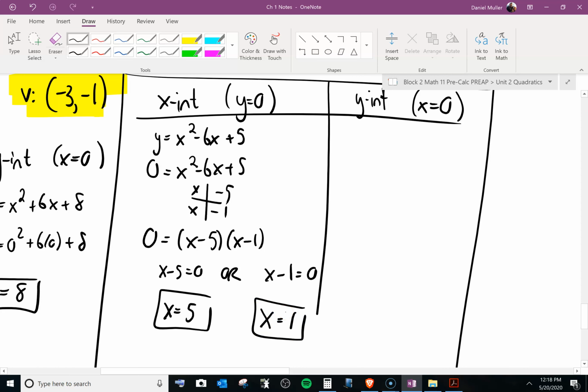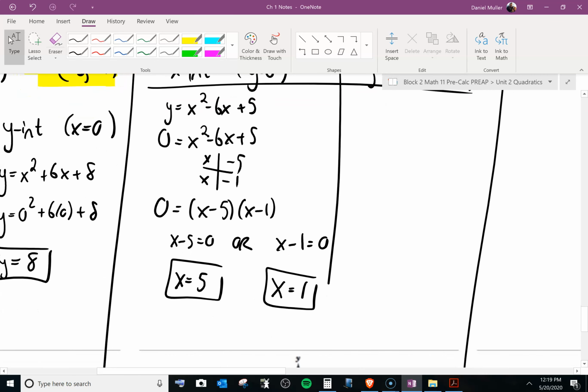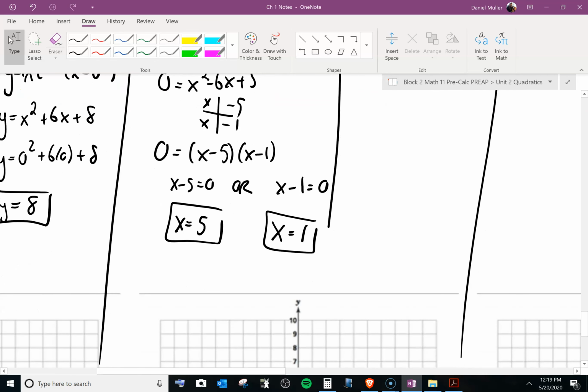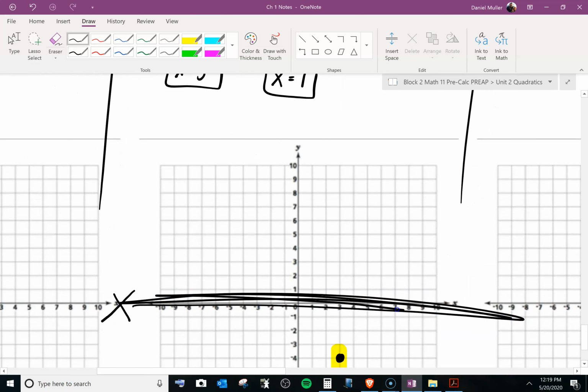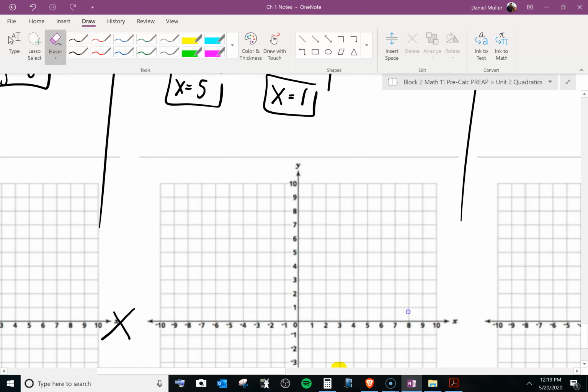I'm not going to do that work because we did that back in grade 7. So it's not really necessary right now. There are our 2 points, our x-intercepts. So we cross the x-axis at 1 and 5. So there's 1 and there is 5.